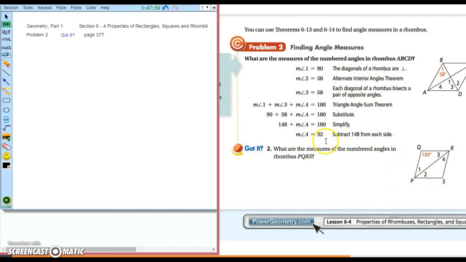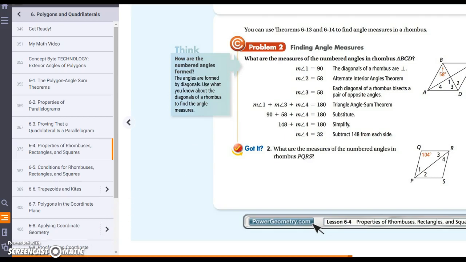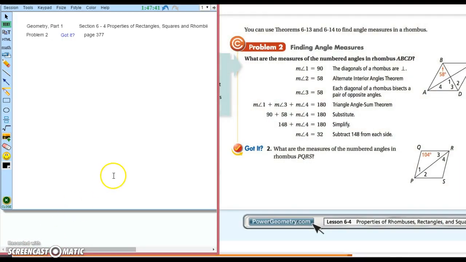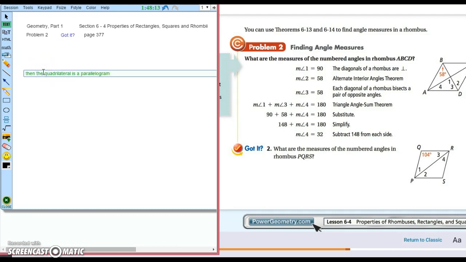Well, a rhombus is a parallelogram, so we can use the properties of a parallelogram to solve for the missing angles. The two properties that have to do with angles in a parallelogram are that opposite angles are congruent and consecutive angles are supplementary. But since we're talking about the entire parallelogram, 1 and 2 together are supplementary to the 104, angle Q.